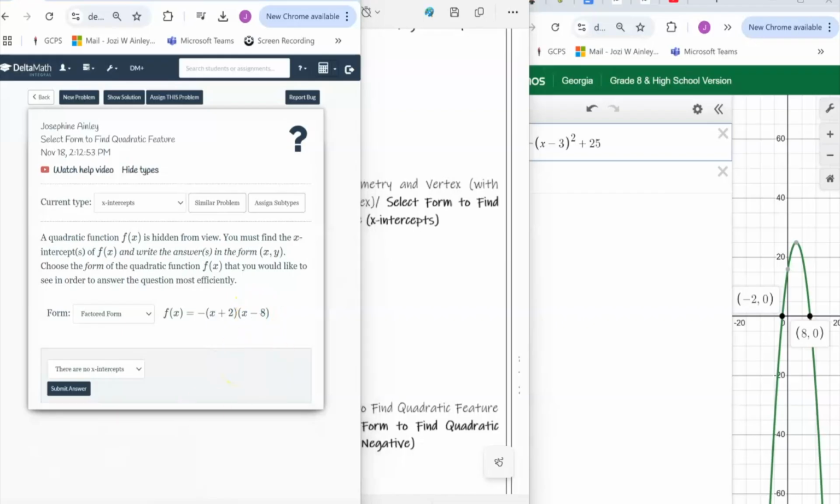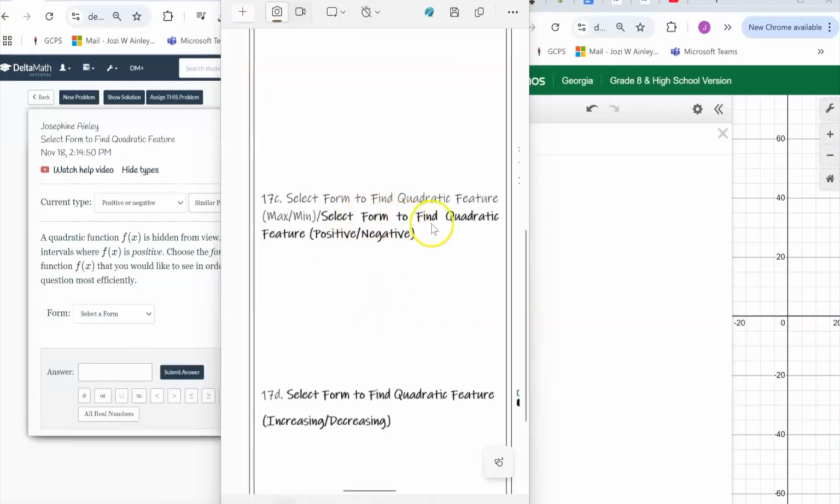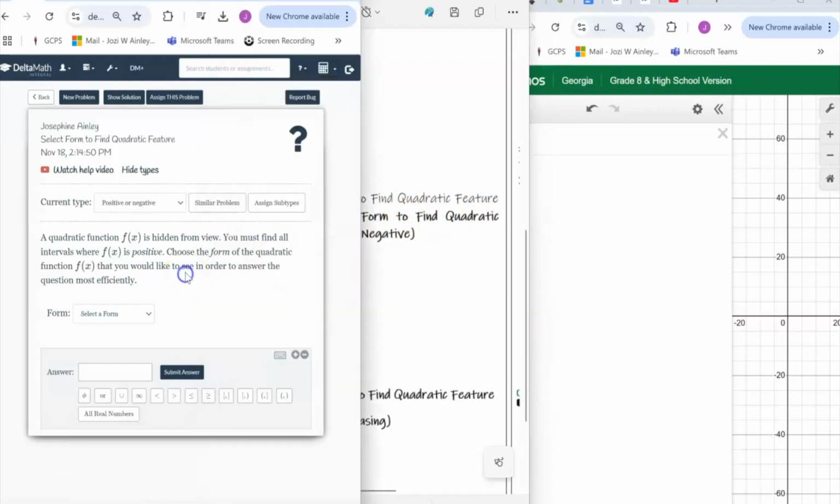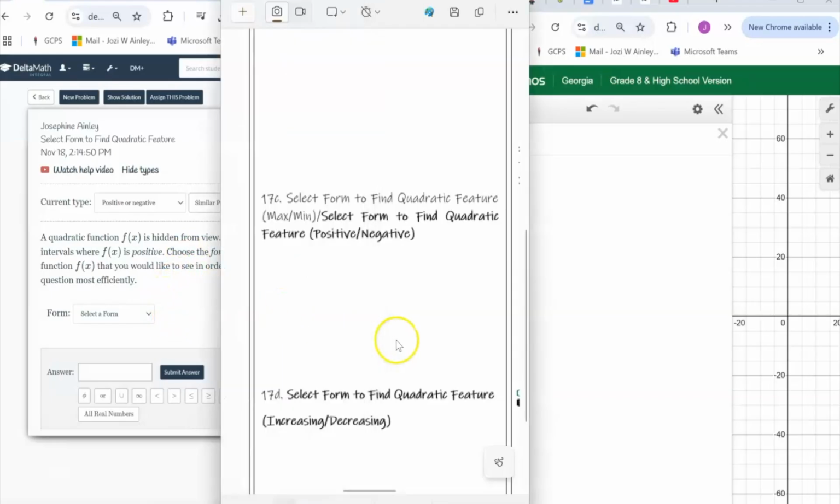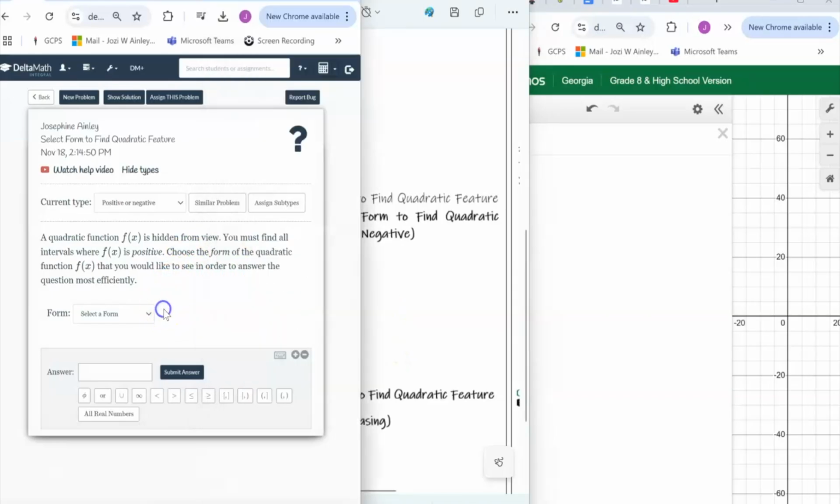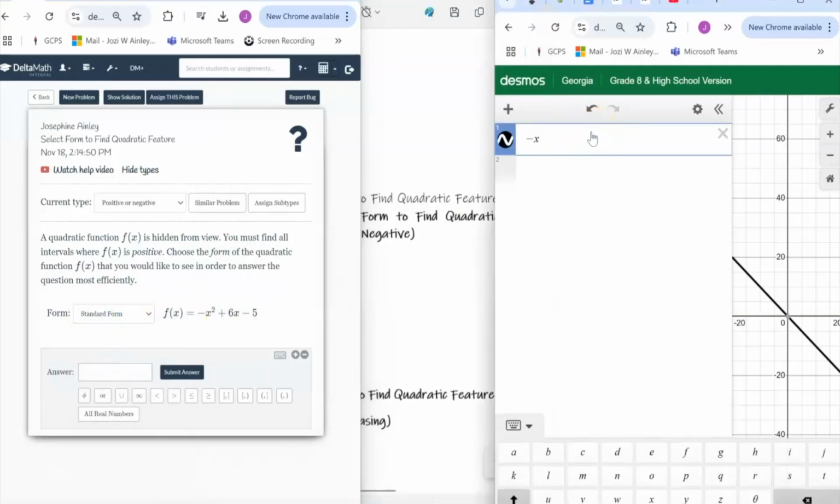Let's practice. Select form of find quadratic feature, and we're looking at positive and negative characteristics. So again, there are certain forms that are best for it, and I'll show you by hand and by calculator. For right now, let me go ahead and show you for calculator. I'm going to pick any form. It doesn't matter which one it is, and we're going to just put it straight in the calculator. So this is what we have in the calculator.